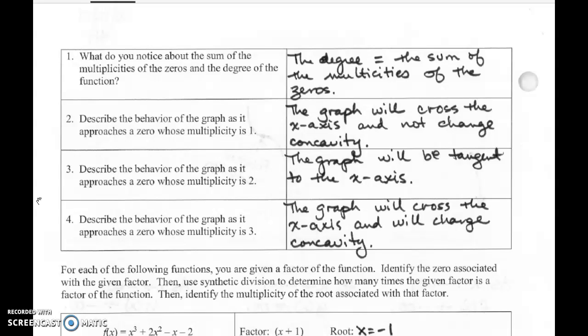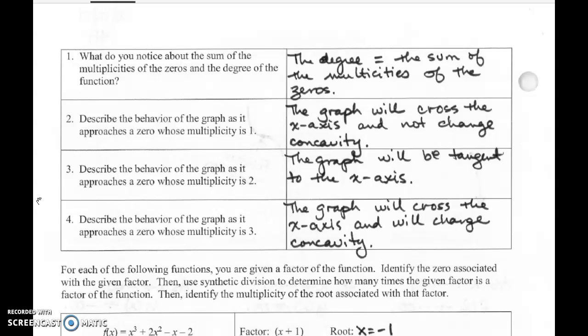So what you should notice about this is the sum of the multiplicity of the zeros and the degree of the function should be equal. The number of roots that you have, number of zeros that you have, should add up to the degree of the polynomial. That's the fundamental theorem of algebra. The behavior of the graph as it approaches 0, whose multiplicity is 1, is it just goes straight through, does not change what's called concavity.